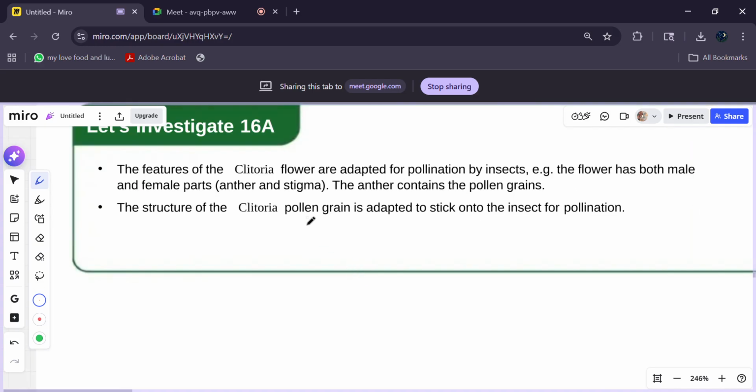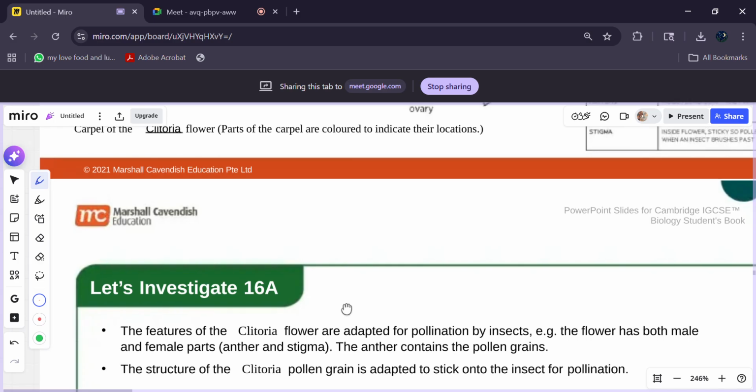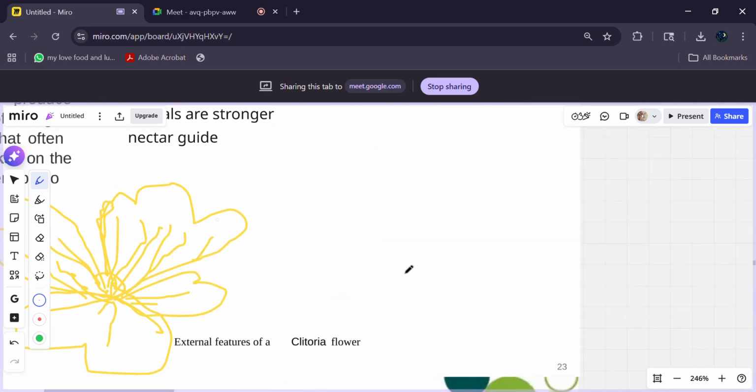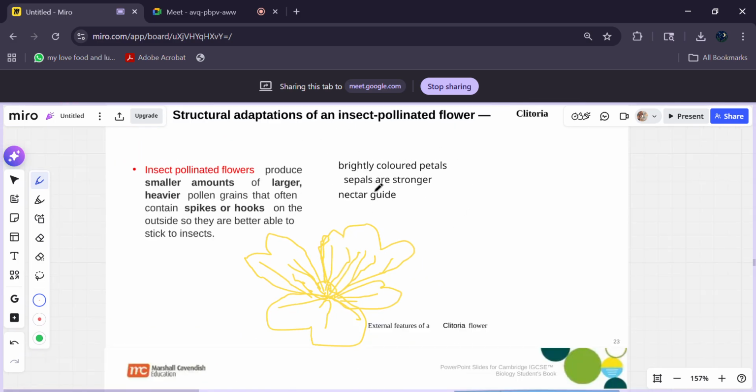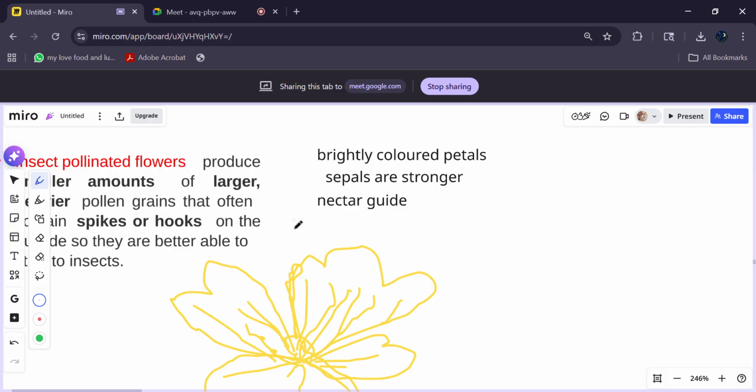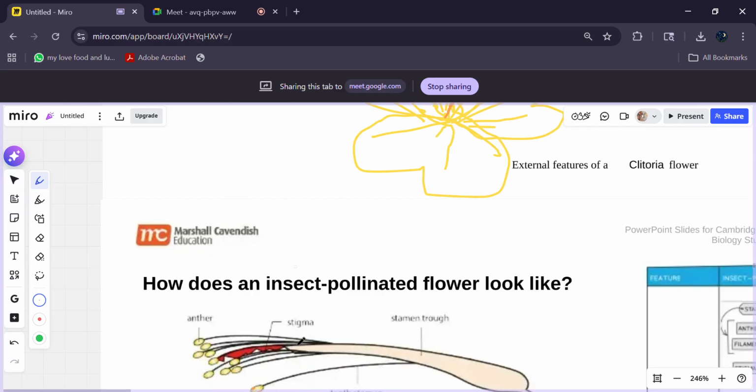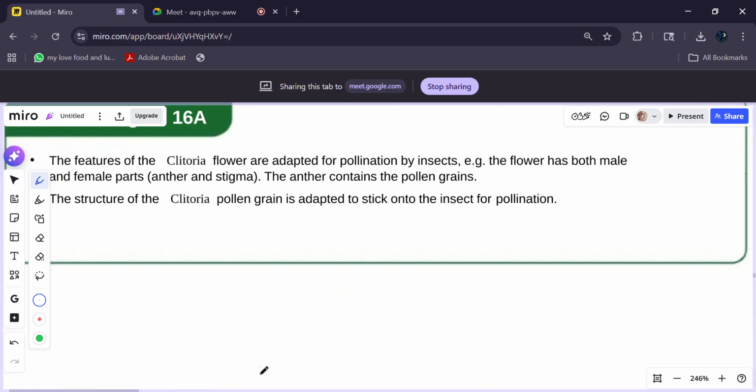As I just explained, the structure of the flower allows the insect to take the pollen grains and carry them all the way to the stigma of the female part of the plant. This process is considered pollination, allowing the male gametes to reach the female gametes to produce a zygote. So let's move on now that we understand this part.